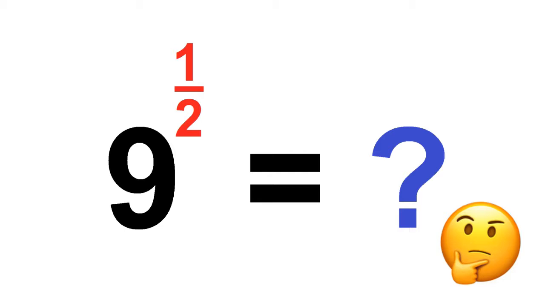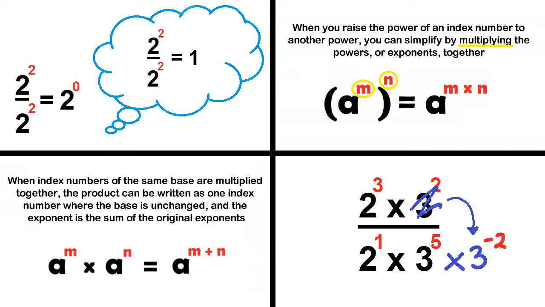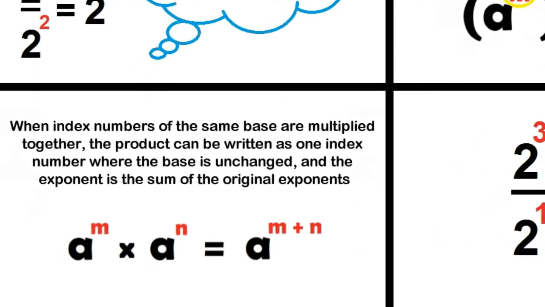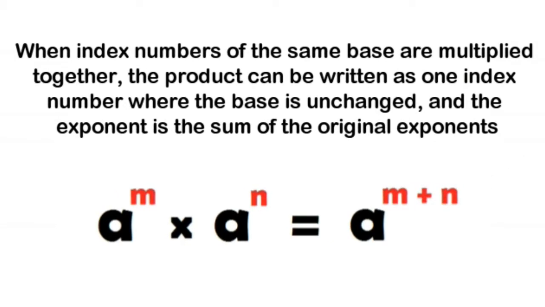Okay, so we don't know what 9 to the power of a half is, but we've learnt 4 different index laws now, so let's plug in a few and see if we can make sense of this. The index law for multiplication tells us that a to the power of m times a to the power of n is equal to a to the power of m plus n. In other words, if you're multiplying index numbers with the same base, you can just add the exponents.